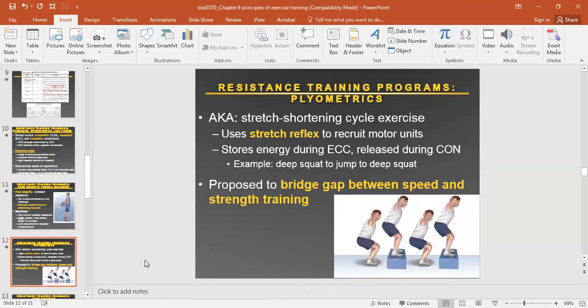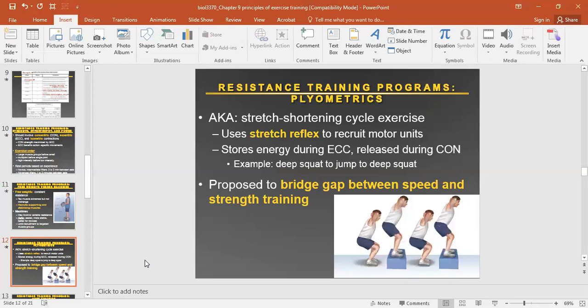Plyometrics are something that I mentioned earlier. This is basically an exercise that uses the stretch shortening cycle of a muscle. So remember the time I asked you to jump without bending your knees, and then jump with bending your knees a little bit, and then jump by bending your knees a lot. If you weren't there that day, then I want you to try this exercise.